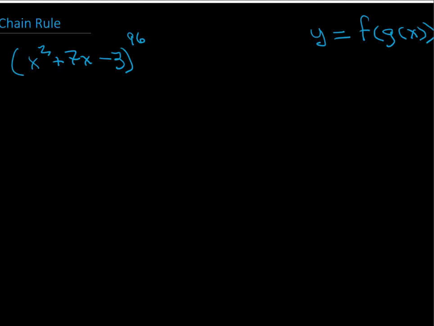Well, inside is easy to spot. The inside is that x squared business, isn't it? So you walk up to this and you say, okay, there's what's inside. I'm going to label that as g of x. Then, what's on the outside? The 96th power, isn't it? That is going to be the outside function.